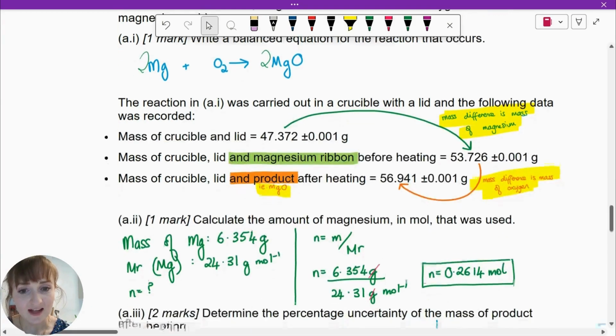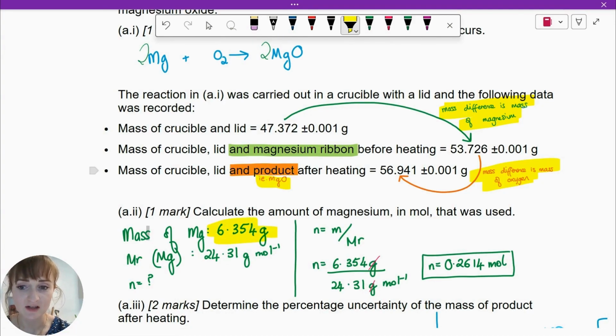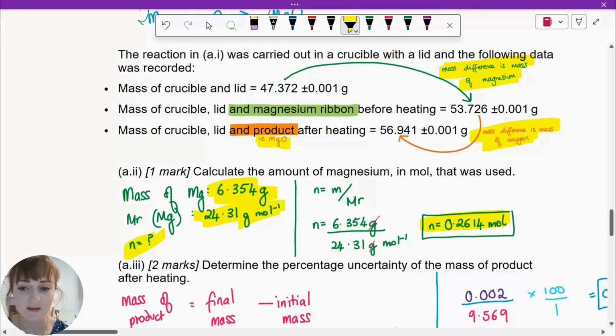Okay, if you're asked to calculate the amount of magnesium in moles that was used, based on the difference in those first 2 values, you know the mass of magnesium that was added. You know the molar mass of magnesium from the periodic table. So you can use that to work out the number of moles. That turns out to be 0.2614 moles.